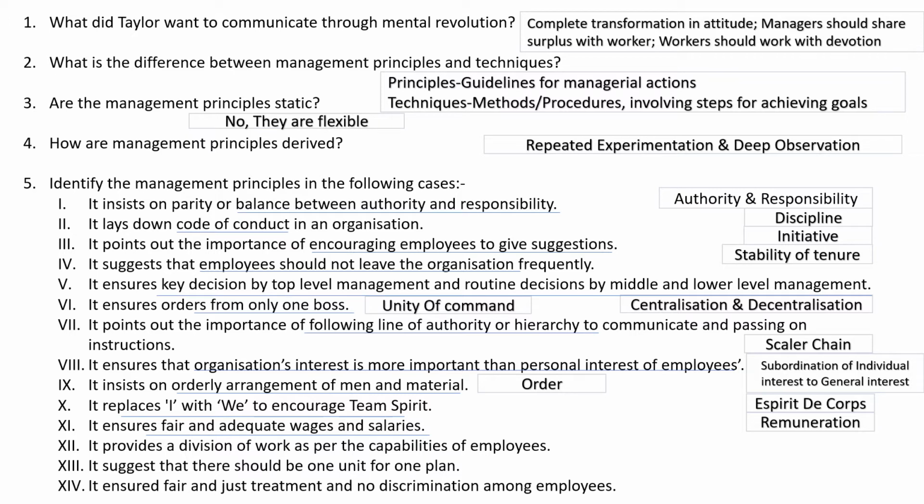So next, it provides division of work as per the capabilities of employees. Answer is already here. Division of work. It suggests that there should be 1 unit for 1 plan. So these are the keywords which I am underlining along with the explanation. So please focus on always underlining the keywords. It will help you find out the answer quickly. So 1 unit for 1 plan, that means unity of direction. It ensured fair and just treatment. Fair and just treatment and no discrimination among employees. That means it is principle of equity.